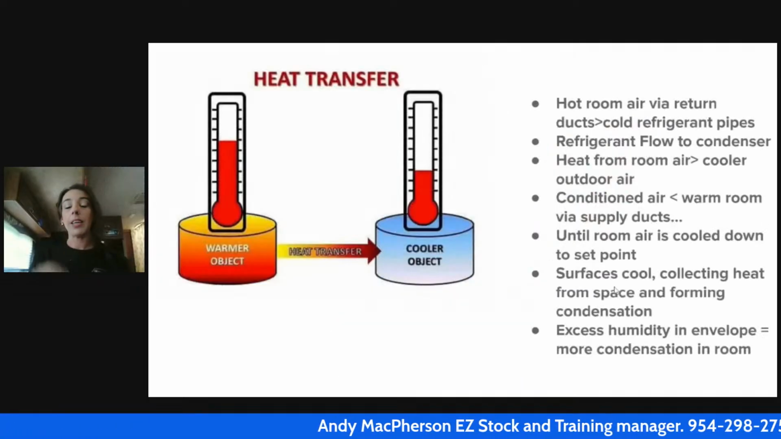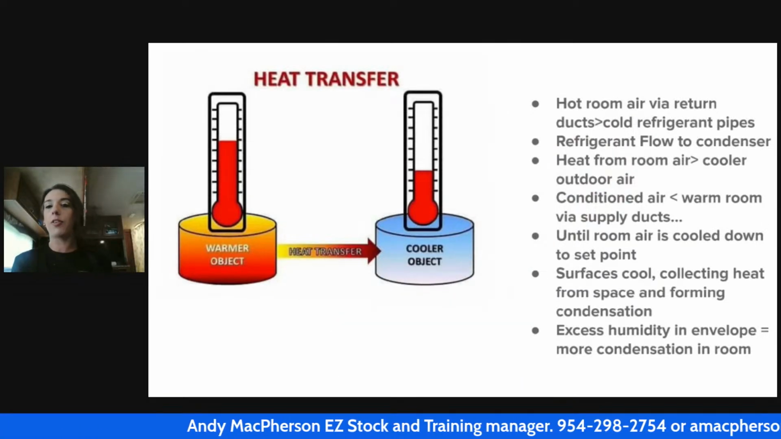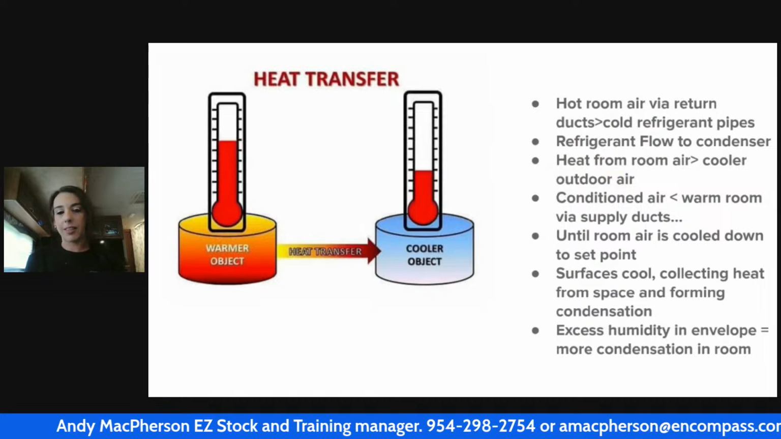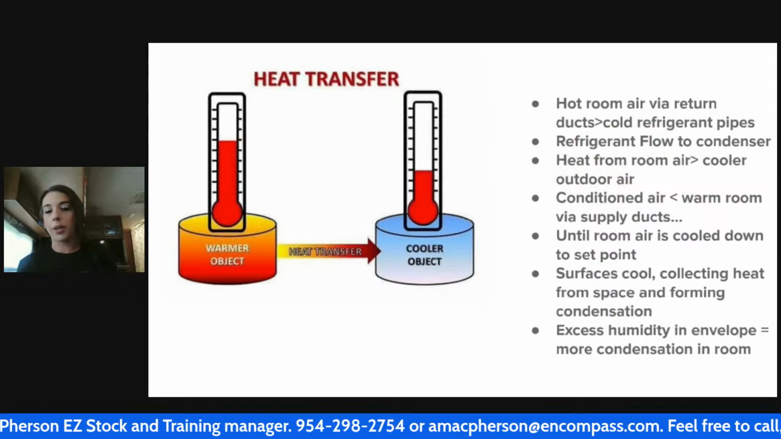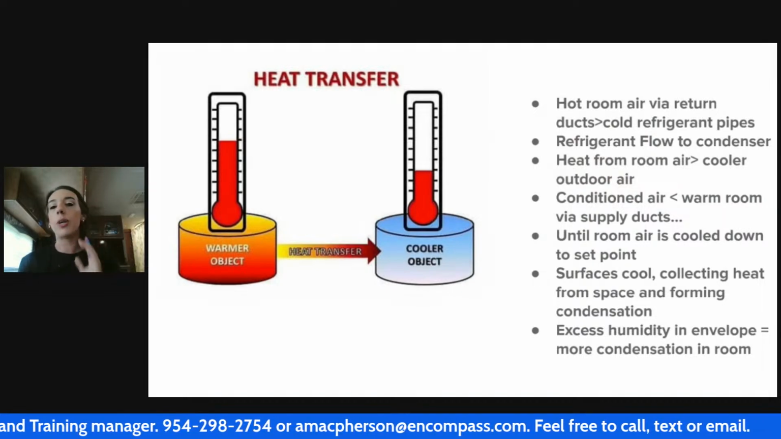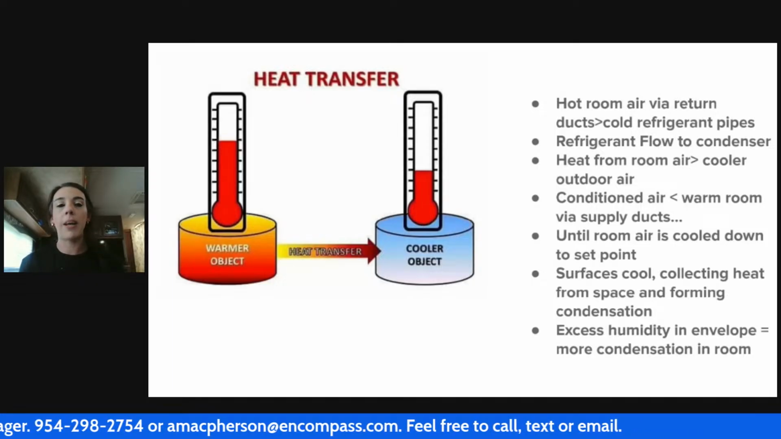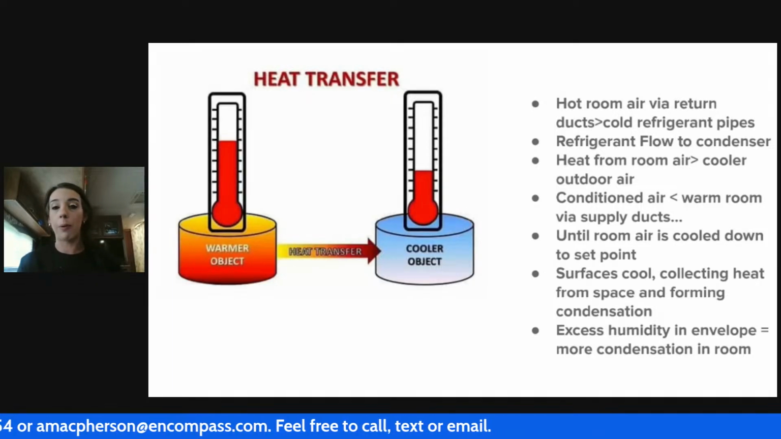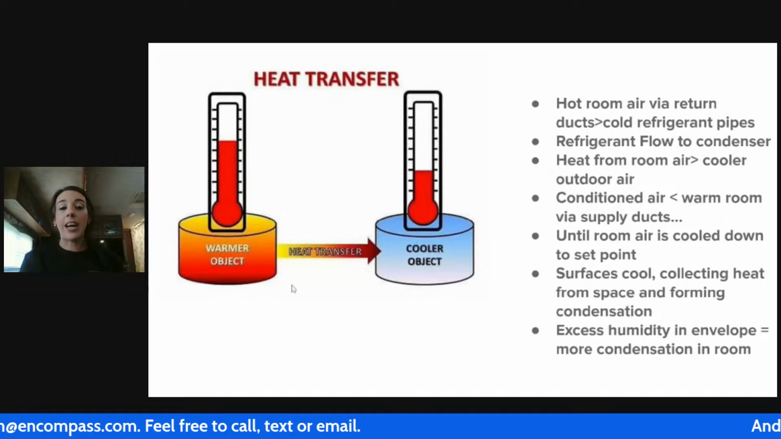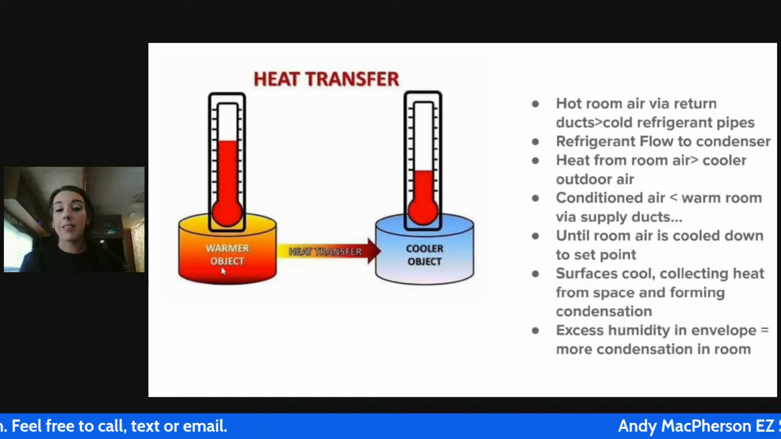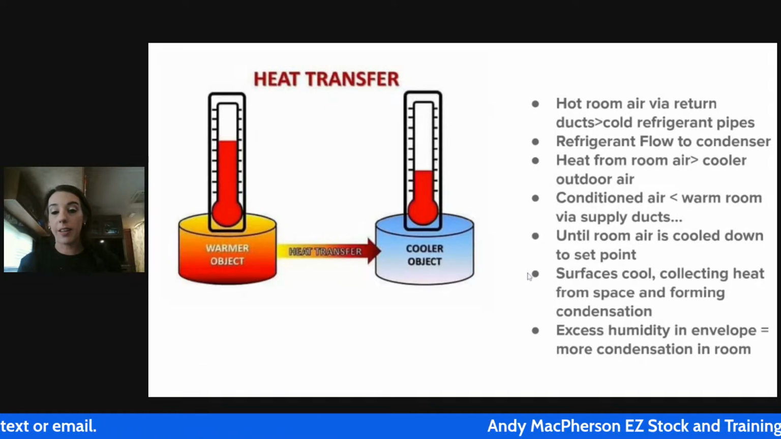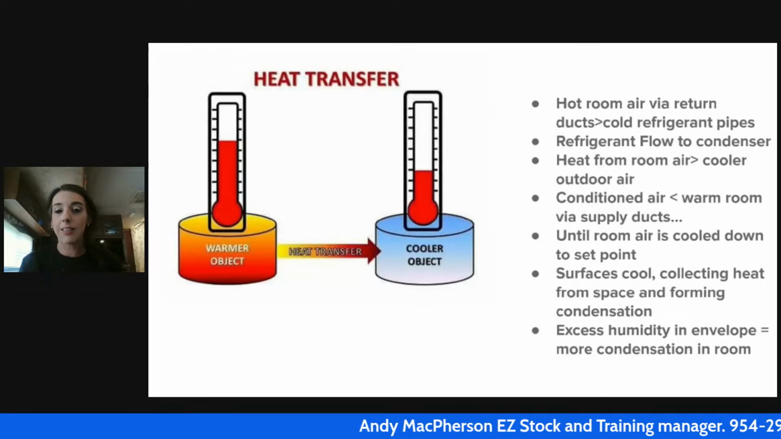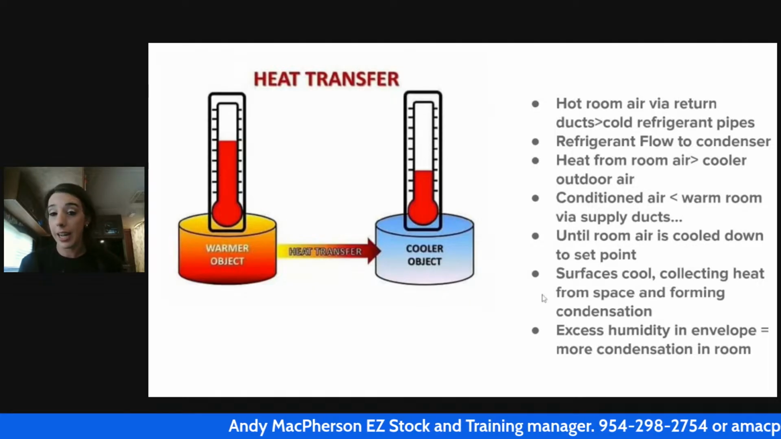So keeping that in mind, we're going to go a little bit more into this heat transfer thing and about warmer objects going into cooler objects, but we're going to do it from a refrigeration standpoint, from an air conditioning standpoint anyway. So as you can see, warmer objects naturally transfer their heat to cooler objects, and we can't stop that. That's physics. That's something that we have to work with, not against.